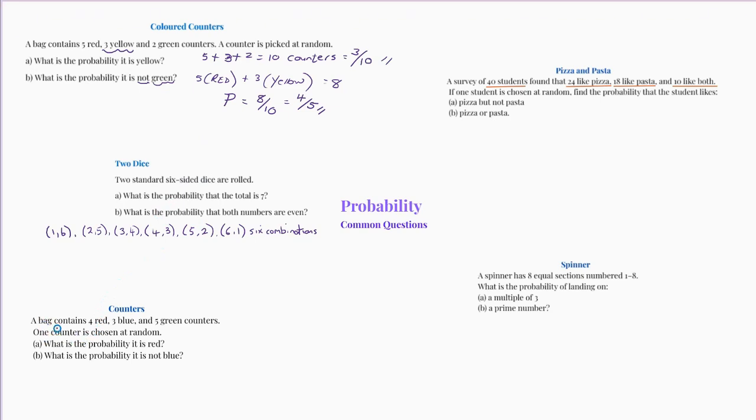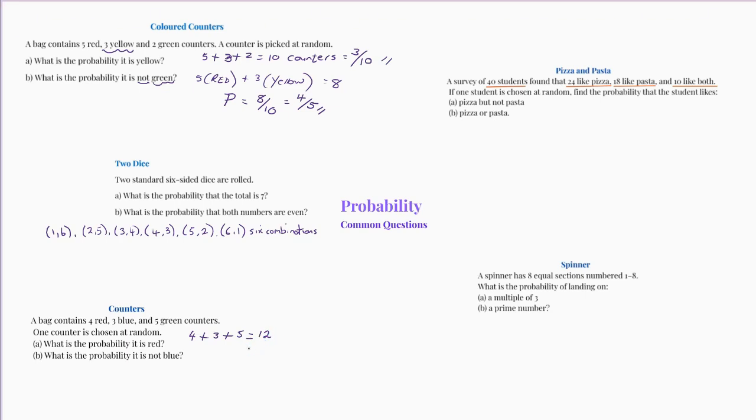A bag contains 4 red, 3 blue and 5 green counters. 1 counter is chosen at random. What is the probability that it is red? Let's do exactly the same thing. We're going to add them up. So we've got 4 plus 3 plus 5, which gives us 12. 12 counters in total.